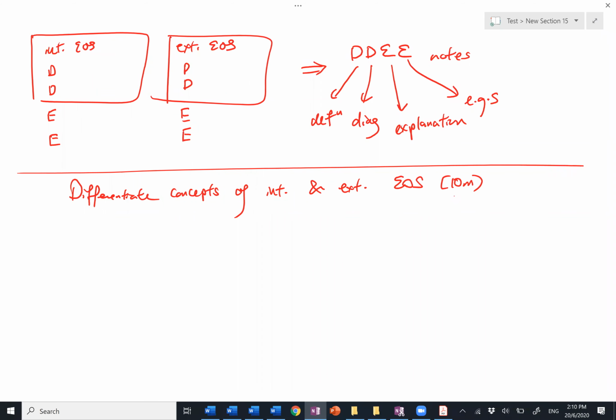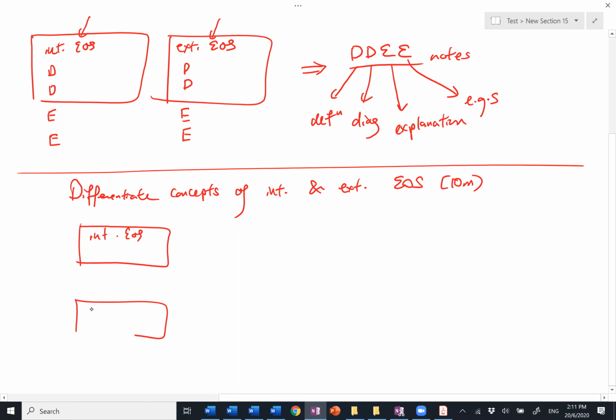And if you didn't do your notes according to DDEE, instead, you are doing your notes based on the school notes, one whole chunk on internal, one whole chunk on external, you will be very tempted to answer it like this. One chunk, internal EOS. One chunk, external EOS. And that happens very commonly.